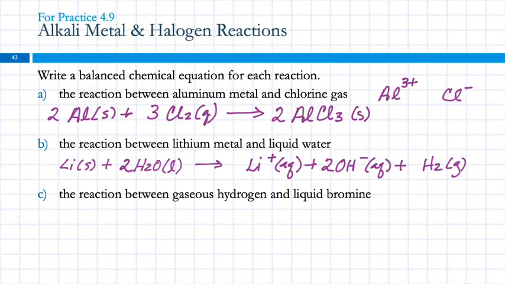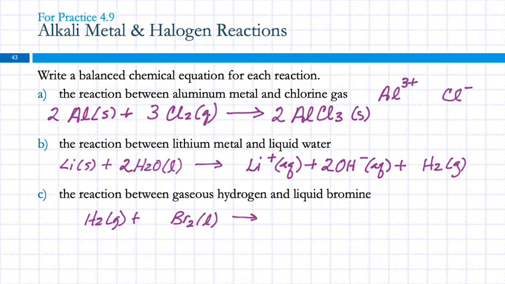The reaction between gaseous hydrogen and liquid bromine. So H2 gas and bromine liquid. It's H2 and Br2 because those are both members of that group of 7 diatomic elements.